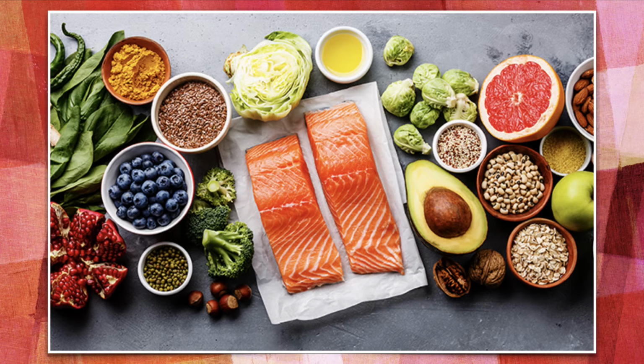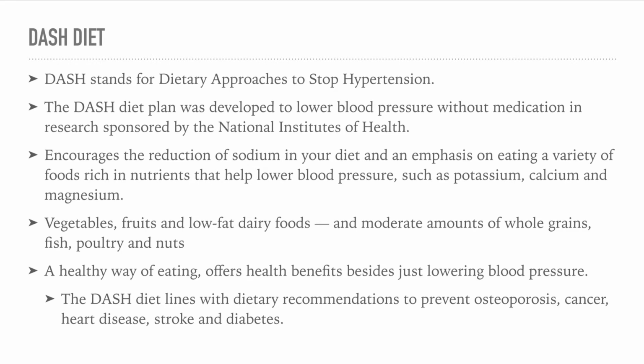A diet that has been found to be helpful for those with hypertension and for those who want to prevent it is the DASH diet. DASH stands for Dietary Approaches to Stop Hypertension. The DASH diet encourages the reduction of sodium in your diet and eating a variety of foods rich in nutrients that help lower blood pressure, such as potassium, calcium, and magnesium. These foods include vegetables, fruits, and low-fat dairy foods, and moderate amounts of whole grains, fish, poultry, and nuts.